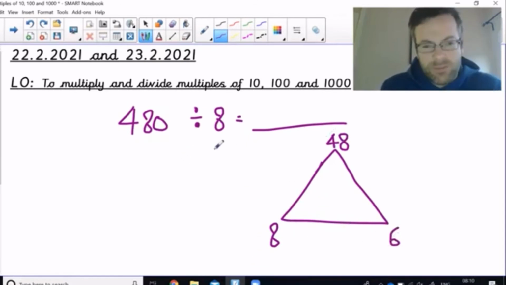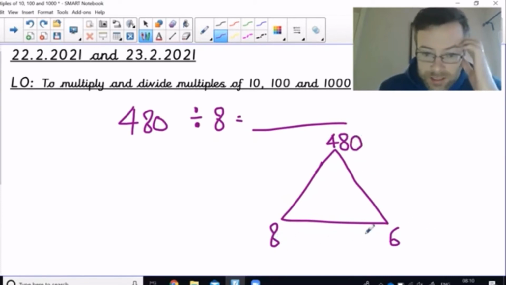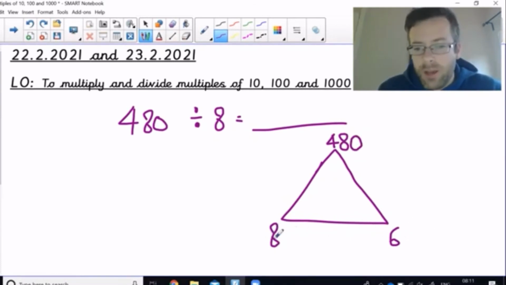Now in this case, it's not a 48, it's a 480, so I'm going to make this 10 times bigger. And if I make one of these 10 times bigger, I must make one of these 10 times bigger. Now I'm not going to make the 8 bigger because that's already an 8 in there. So I'm going to make this 10 times bigger. So my answer is 60.